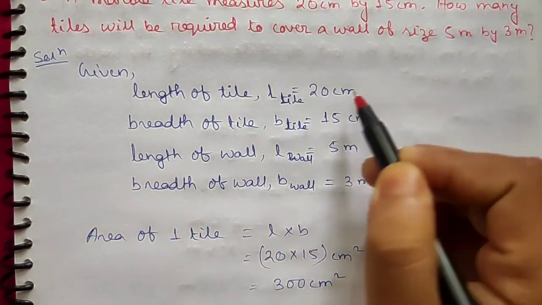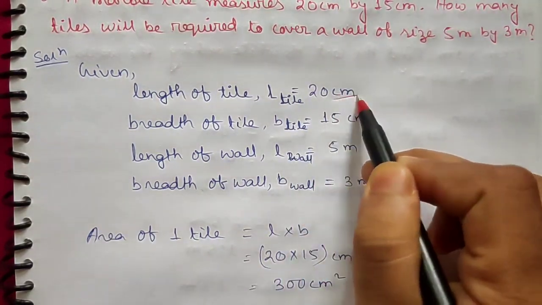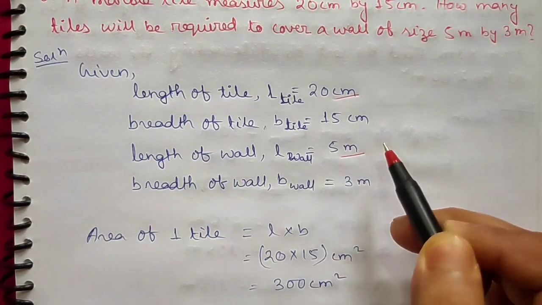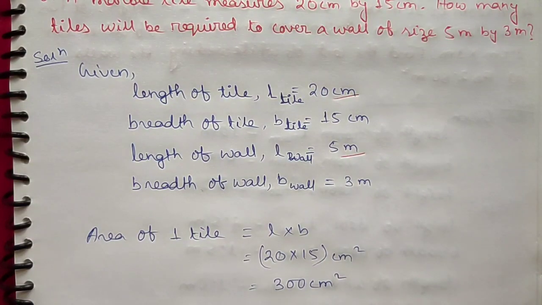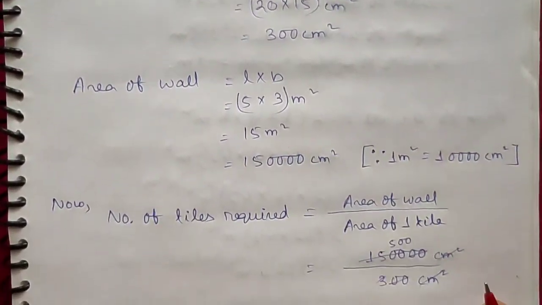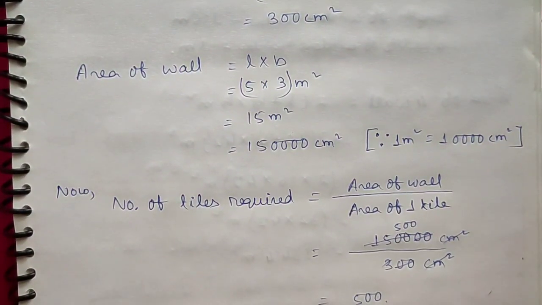Now look at one thing here. The unit of tile is centimeter and the unit of wall is meter square. So we have to convert them into the same unit. Okay, so let's proceed.